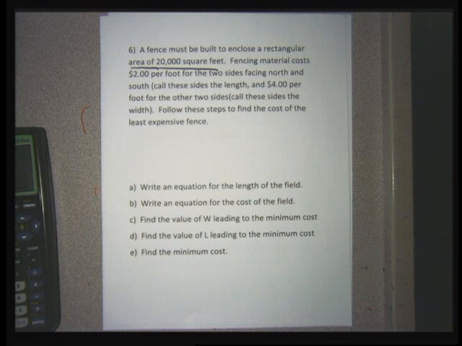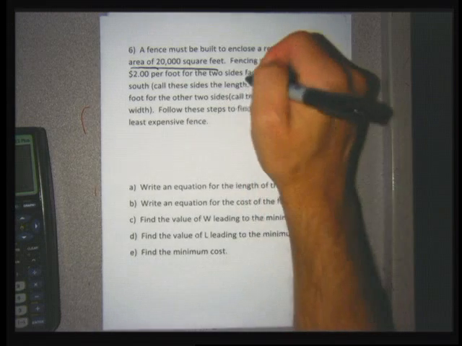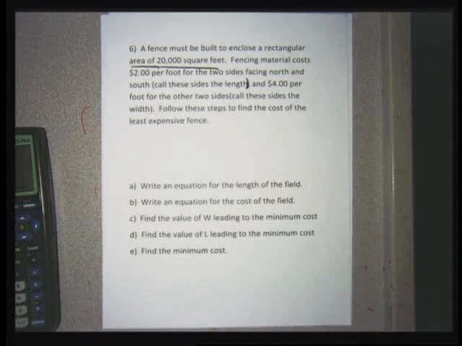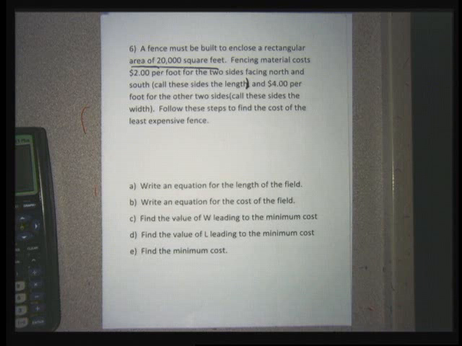I'm not told the perimeter of the fence, but I'm told costs, and it says, for whatever reason, the different sides, the north and south sides, cost $2 per foot, and I said call those sides length, and the other 2 sides cost $4 per foot to build, and I said call these sides width. Follow these steps to find the cost of the least expensive fence.